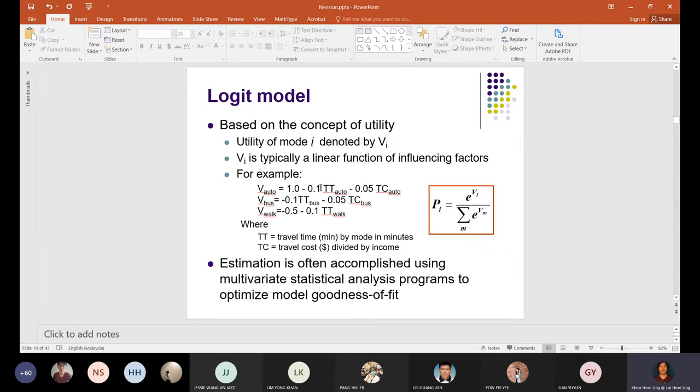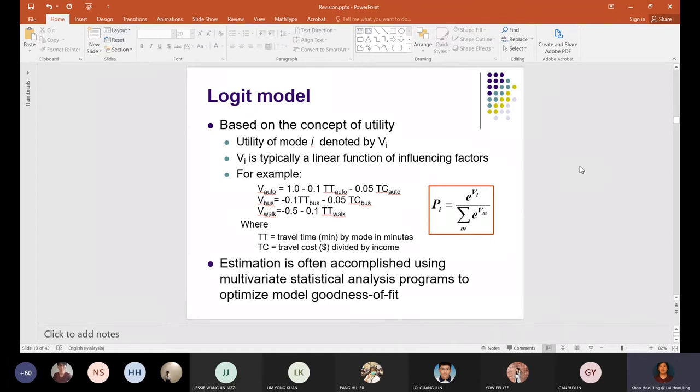More attractive, right? And then when you calculate the probability, when your U is better or your V is better, then your probability will get larger. So in that case, you will have a bigger portion of travelers who use the bus. So the choice depends on the value of these factors.